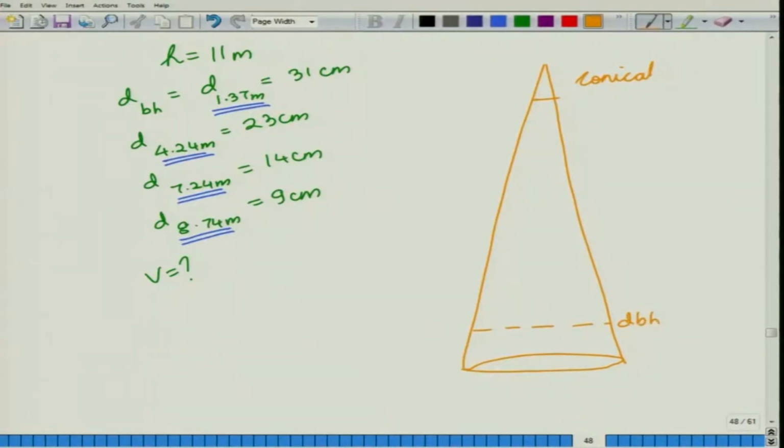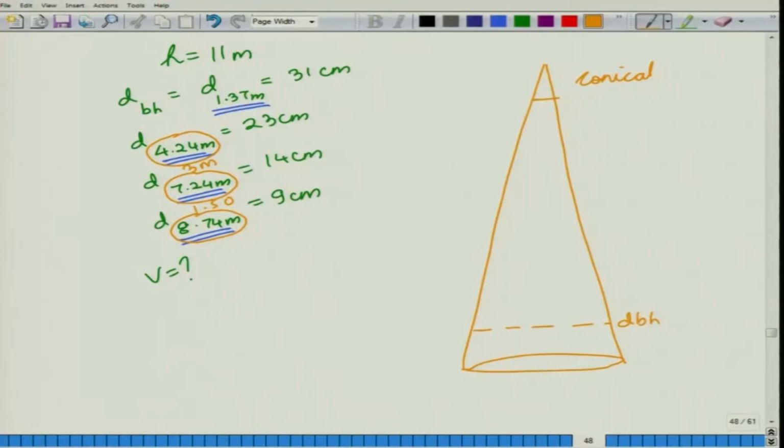What about these lengths? If we see, 7.24 minus 4.24 gives you 3 meters. Similarly, 8.74 minus 7.24 would give you 1.5 meters.